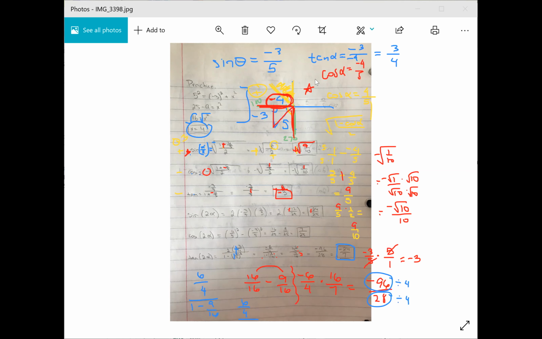All over, there's going to be 7 over 16, and then you're going to do keep, change, flip. So you're going to do 6 over 4 times 16 over 7, and then you're just going to simplify this. So this is going to be 16 times 6, that's 96 over 28. So it's the same thing. All you have to do is keep it as positive 24 over 7.